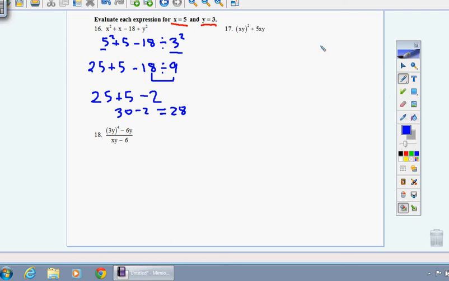Alright, so how about number 17? Same thing, we're still plugging in the same numbers. We're plugging in 5 for x and 3 for y. So I see here I have parentheses, 5 times 3, squared, divided by 5 times 5 times 3. Okay, so let's do what's in parentheses first. I have 5 times 3, so it's 15 squared divided by 5 times 5 times 3.